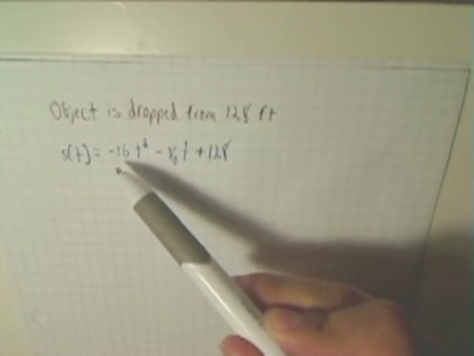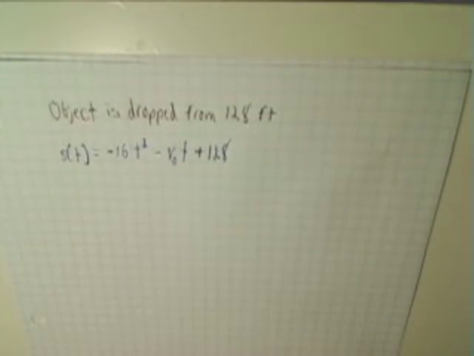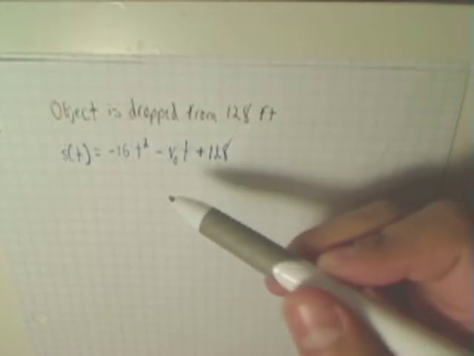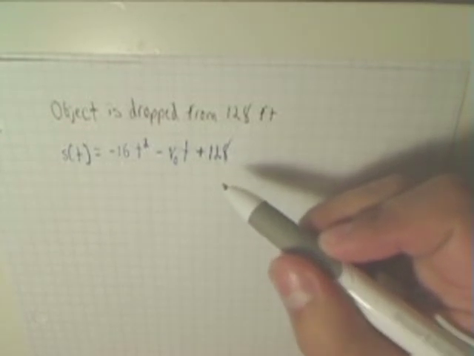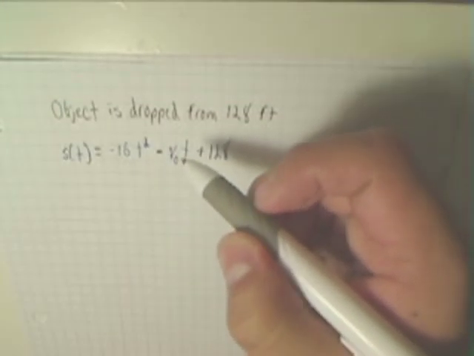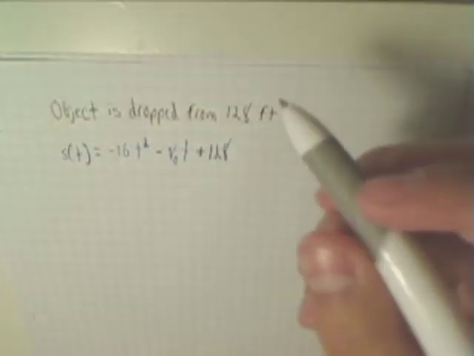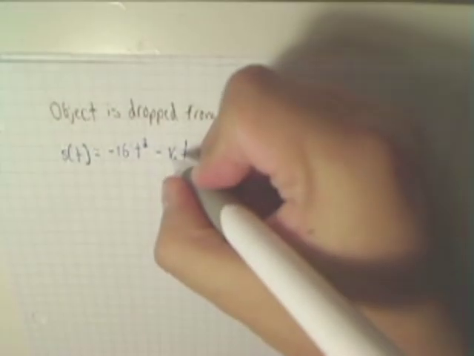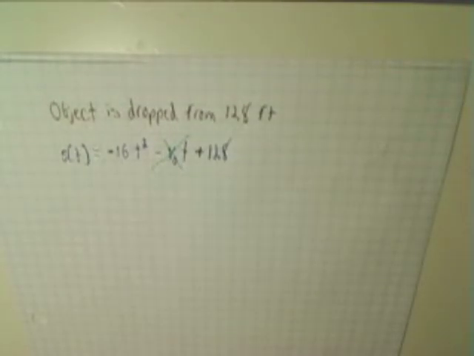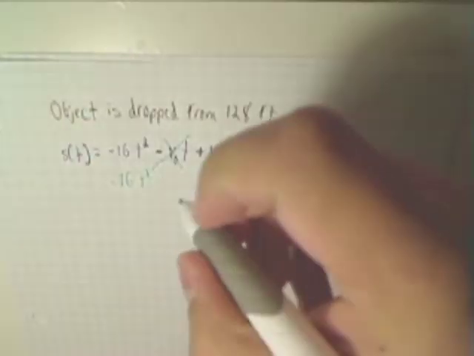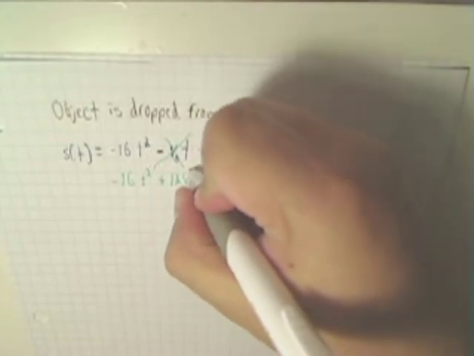Negative 16 is in feet per second per second. V naught is in feet per second. 128 is in simple feet. So, the initial velocity, because we are given none, is assumed to be 0. So, we can cancel v naught out of our equation. So we are left with negative 16 t squared plus 128 is S of t.